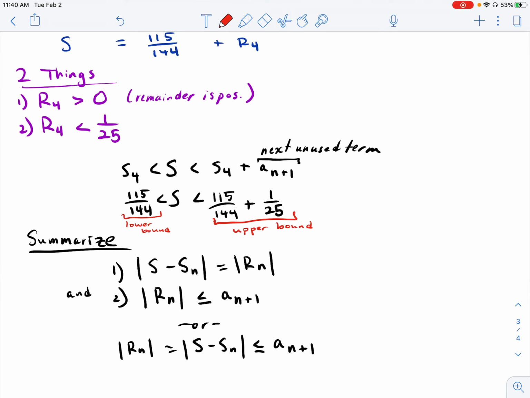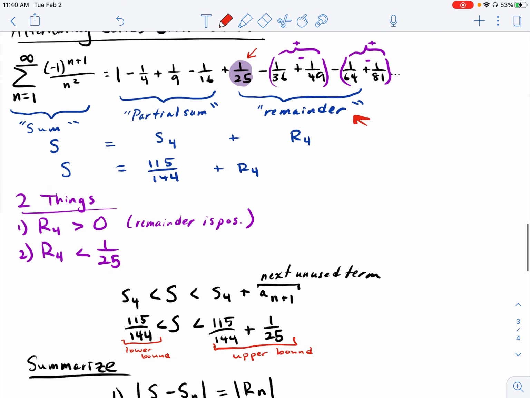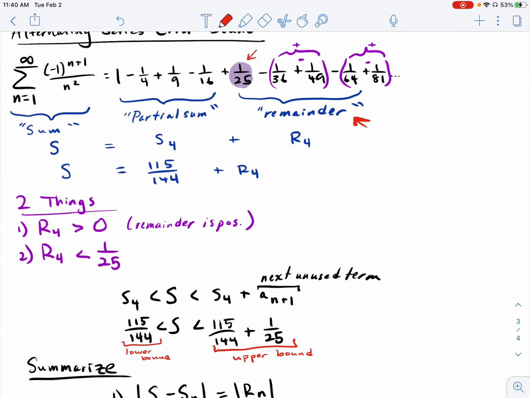Now, you'll notice that I talked about the absolute value here. Why am I mentioning absolute value? Well, if you go back to my original series, notice that I quote unquote arbitrarily stopped at the first 4 terms. But what if I had actually had you add the first 5 terms of this series? What if I said my partial sum was going to consist of the first 5 terms? Well, in this case now, my first unused term would be a negative value. So what then? Well, we can still establish the same, or similar, 2 things, but now our inequality is simply flipped around. But that doesn't change the alternating series error bound theorem.